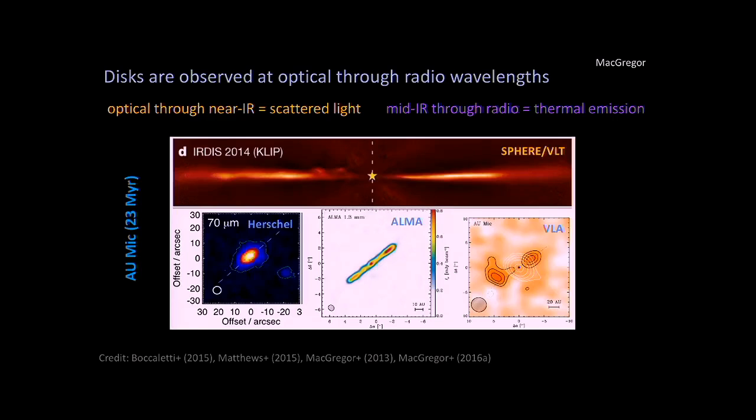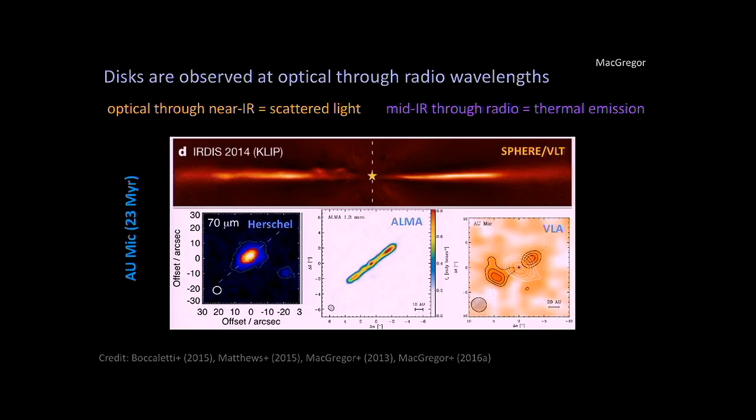Okay, so we can observe planet-forming disks at basically any wavelength we want, and different wavelengths are tracing different emission mechanisms. When we look at optical and near-IR wavelengths, we're seeing small micron-sized dust grains, and we're seeing scattering of light off of those tiny dust grains. As we move out to longer wavelengths, like the mid-IR, the far-IR, and the millimeter, we're seeing larger dust grains, things like pebbles, that are getting heated and re-radiating thermal emission.